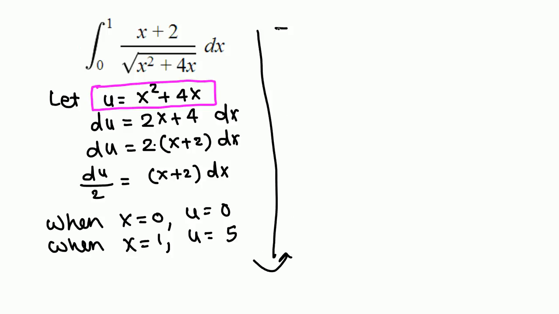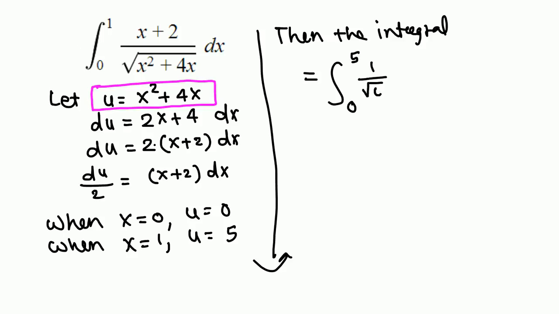Then the given definite integral is, now we are converting everything in terms of u. So 0 to 1 in terms of u becomes 0 to 5. And as we have decided, this is 1 over root u, this is our u, and x plus 2 dx is half du, du over 2. This 2 we can pull all the way outside, 1/2.